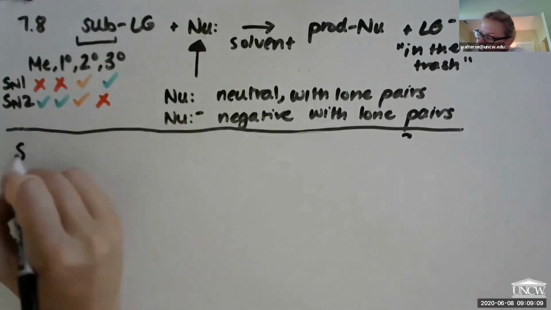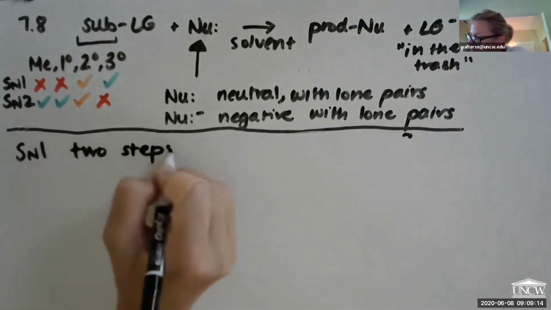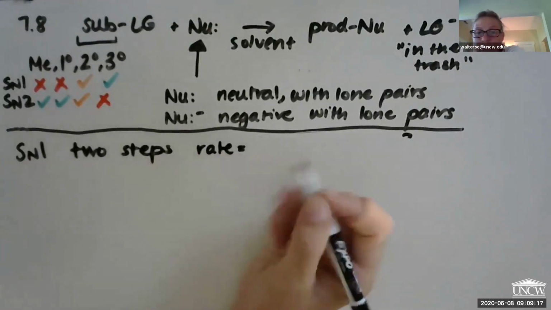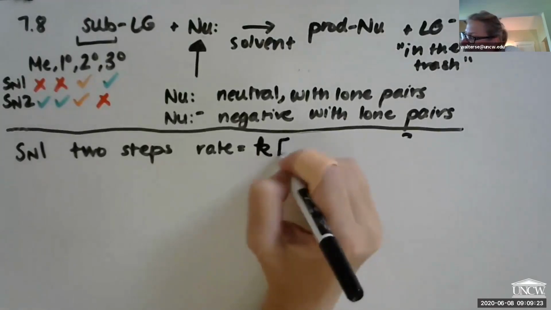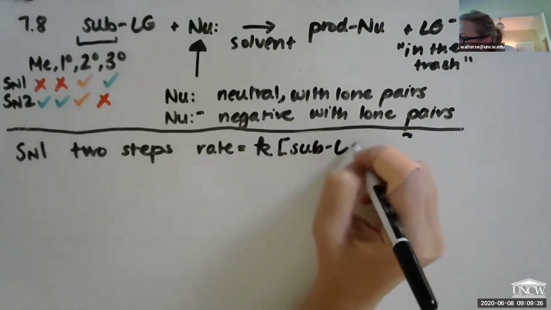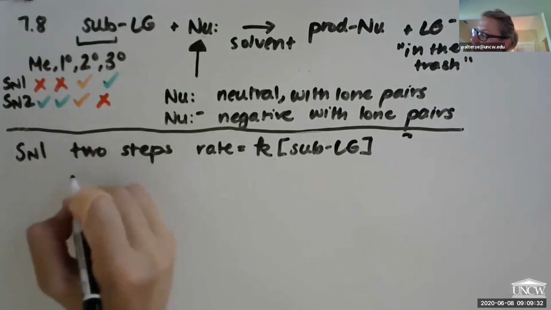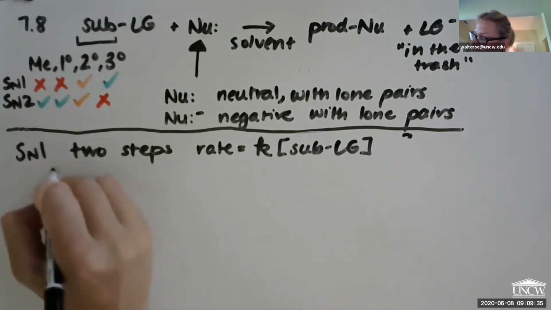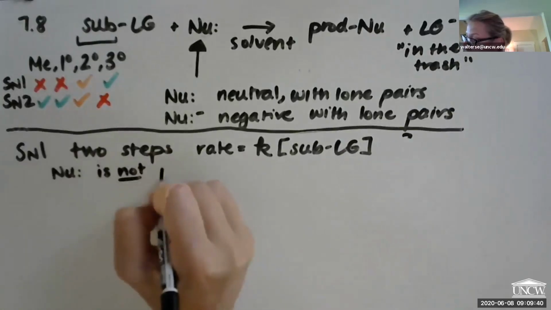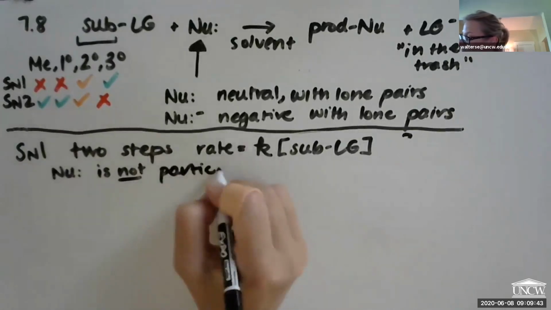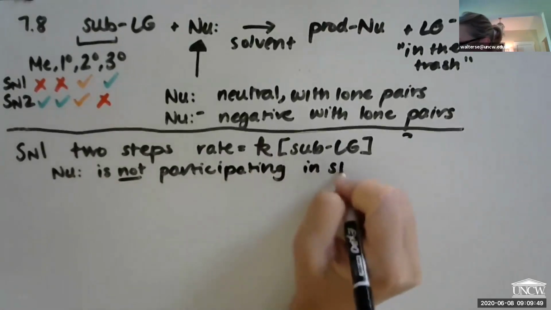All right, so the SN1 reaction is two steps that has a rate law where the rate of the reaction is equal to a rate constant times the concentration of the substrate with the leaving group. So the rate law does not contain the nucleophile. So the nucleophile does not participate in the slow step.